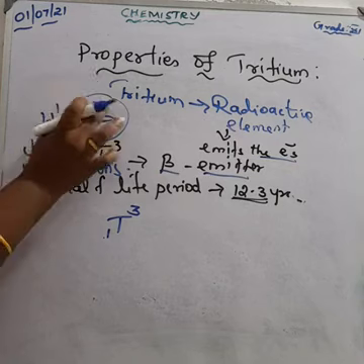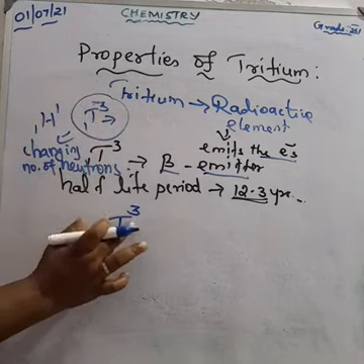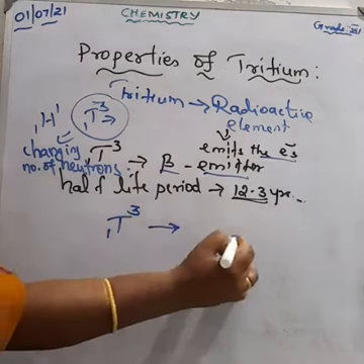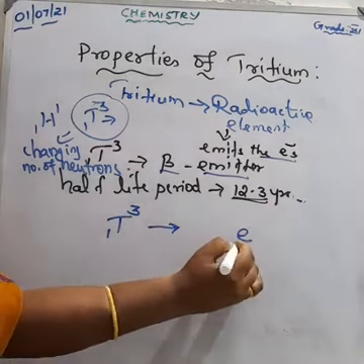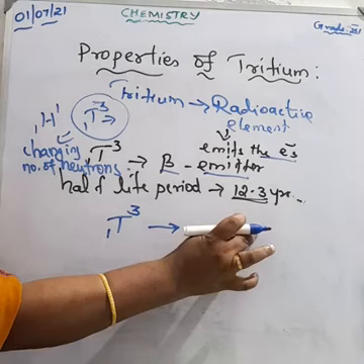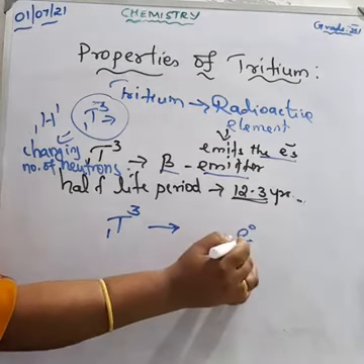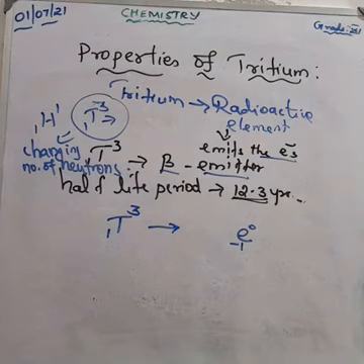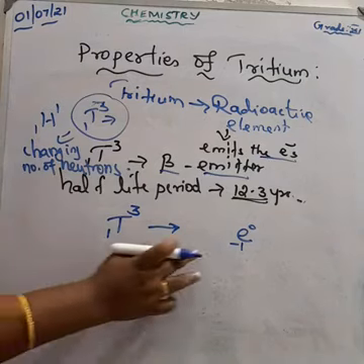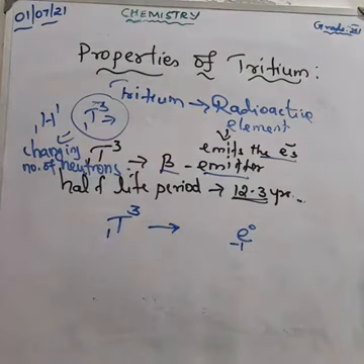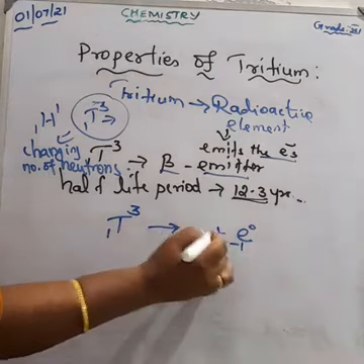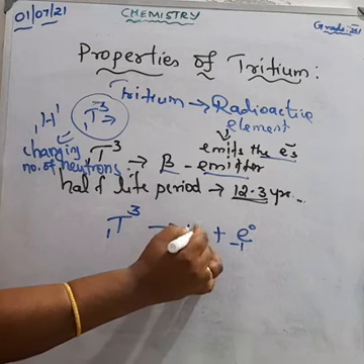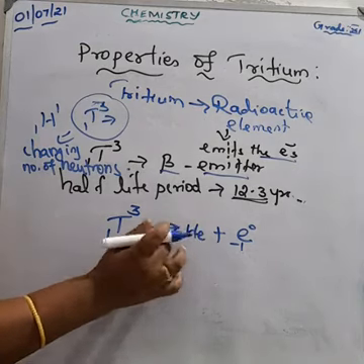Okay, the tritium atom is a radioactive element, so it always emits electrons. What is the mass of the electron? Very, very small, so it is negligible. So the mass of the electron is 0 and the charge is -1. What is the charge of the electron? -1. So here tritium, when it emits the electron, it changes into a beta particle.